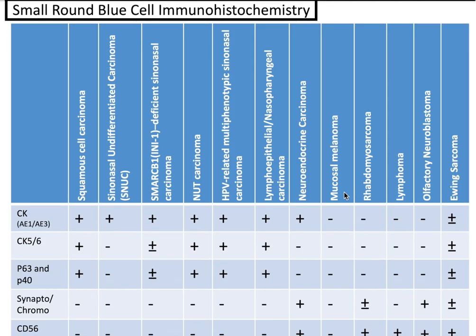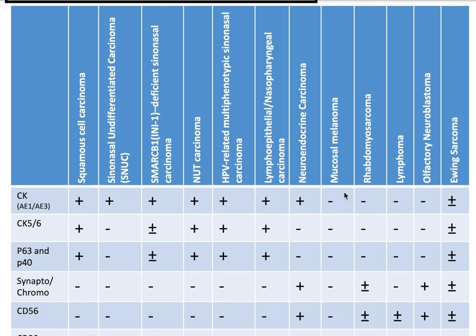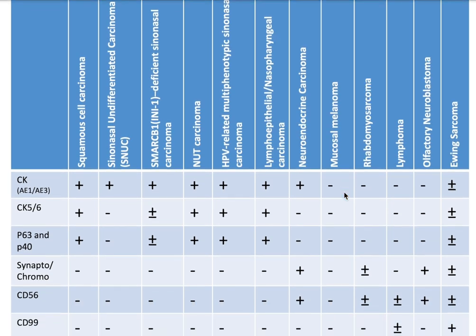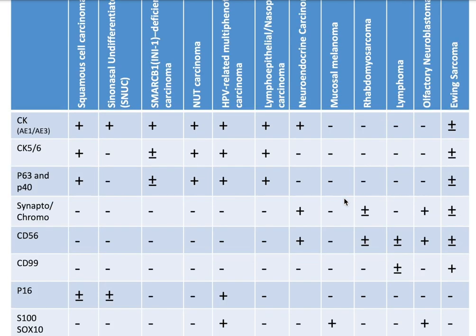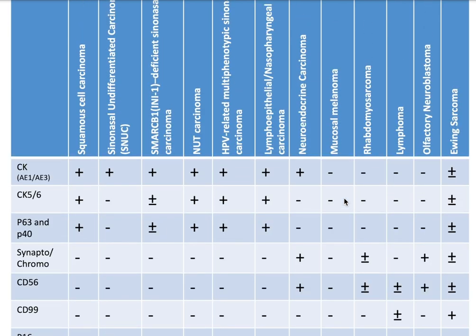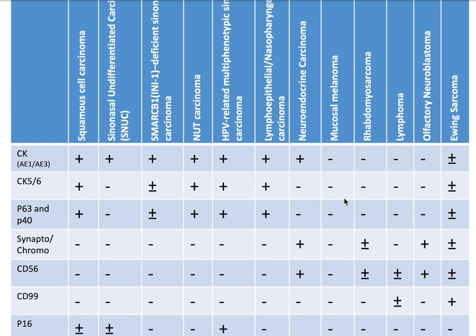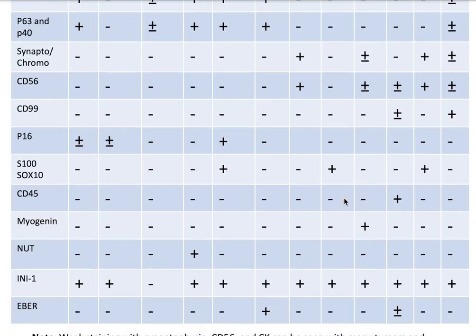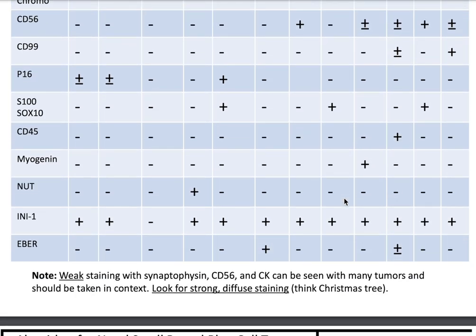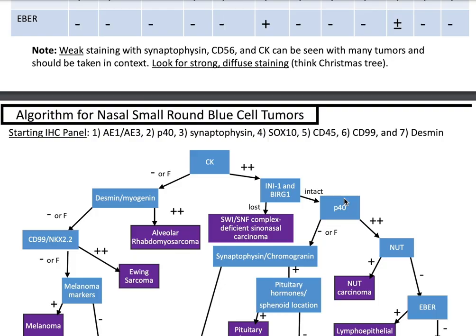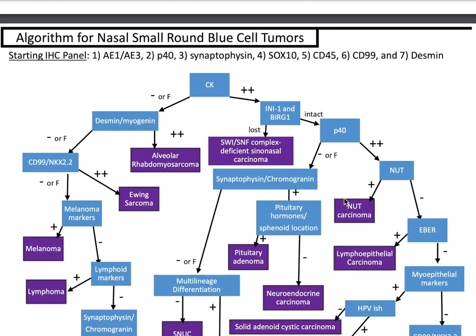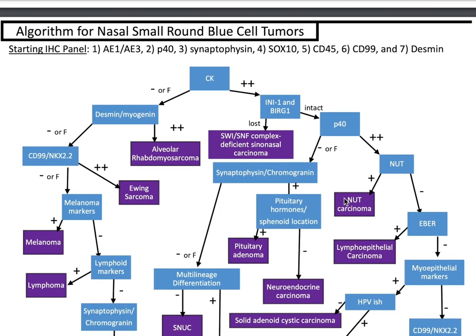This is an excellent small round blue cell differential and shows how you can use your panel of immunohistochemistry markers to differentiate your various small round blue cell differentials in the sinonasal tract. So I'll leave this here for your review. But just note that weak staining with synaptophysin, CD56, and cytokeratin can be seen with many tumors and should be taken in context. Look for strong diffuse staining, like lighting up a Christmas tree. I'll leave this excellent algorithm that Dr. Schaeffer provides for nasal small round blue cell tumors.